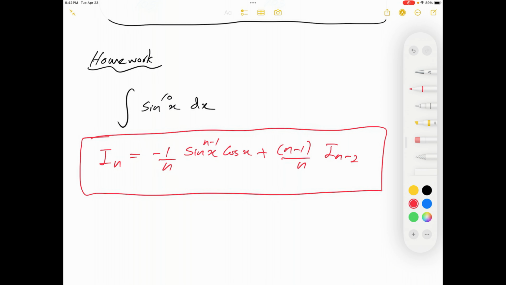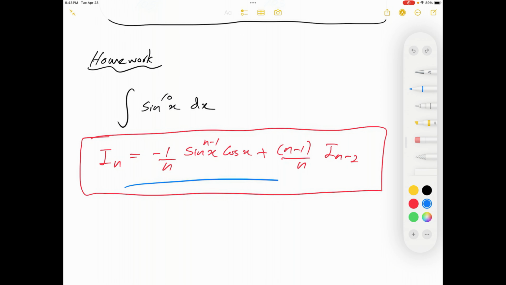This was a recursion for sine nth power of x, and please make sure to derive this equation using integration by parts. And after that, you have to select n to be equal to 10 because this is 10th power of sine, and then you can repeatedly apply that equation and see if you can obtain the answer.